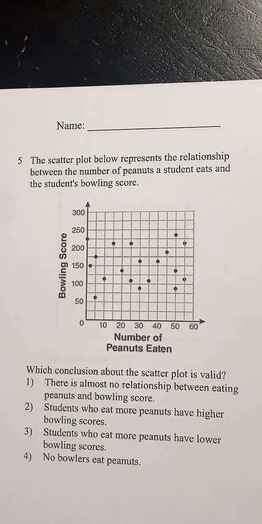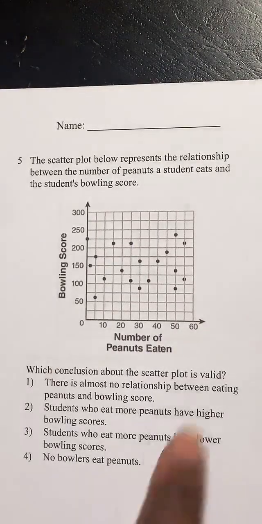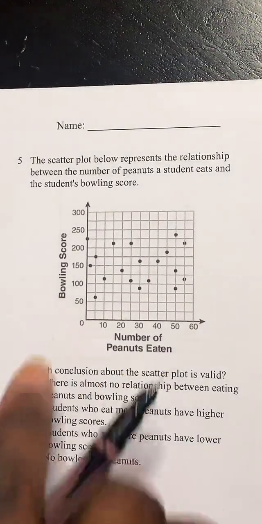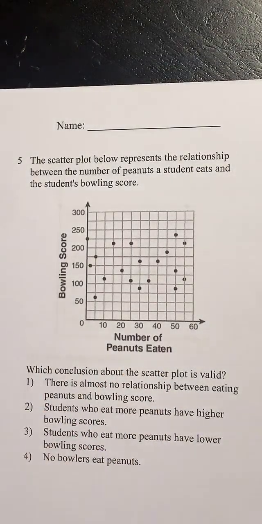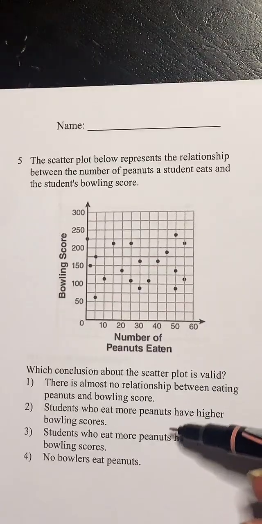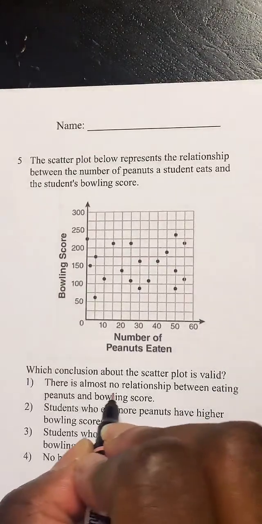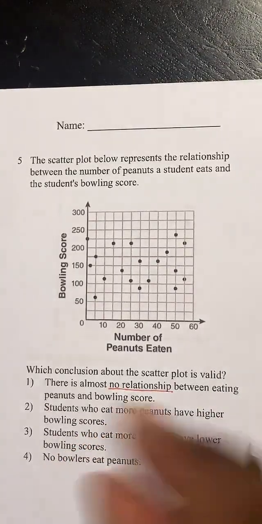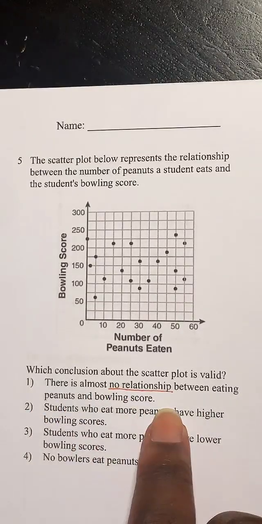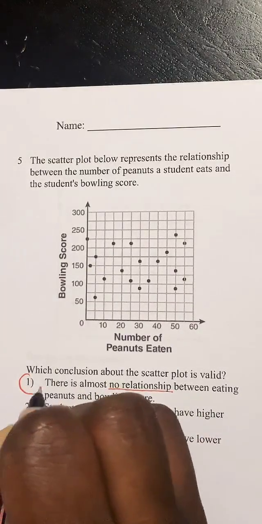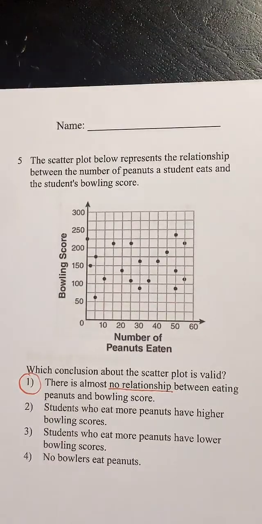Yes. So you know how insane this sounds, right? Eating peanuts and bowling scores. Right away, I would skim through to see where the one that says no relation, and then I would read the whole thing to make sure it makes sense. Which answer 1 is going to be our answer.